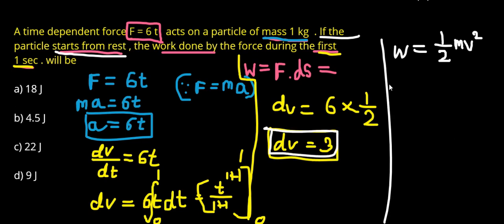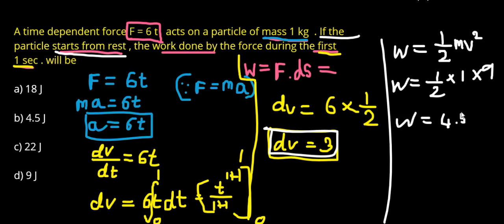Then the work done can be written as 1 by 2 into mass, which is 1 kilogram given in the question, and the velocity is 3 squared, which is 9. So work done is equal to 4.5 joules. Joules is the SI unit of work done. So option B is the correct answer for this question. Thank you.